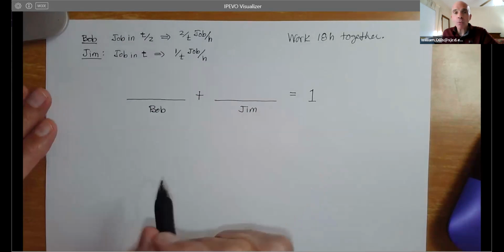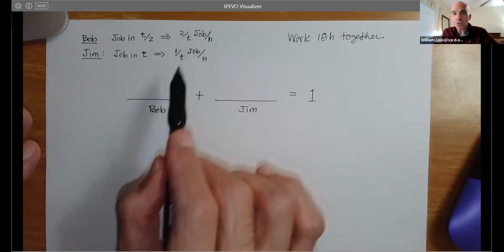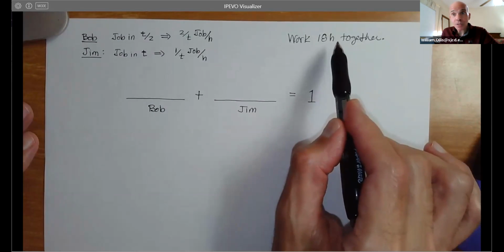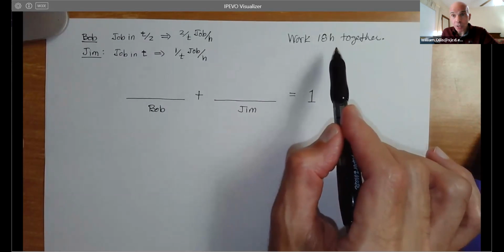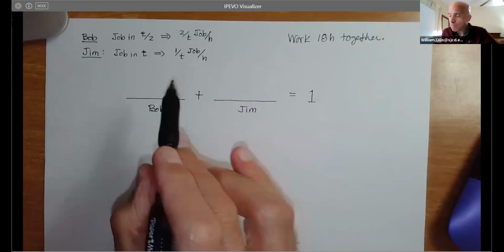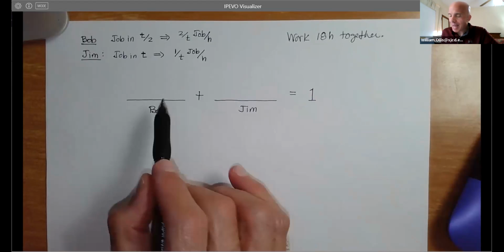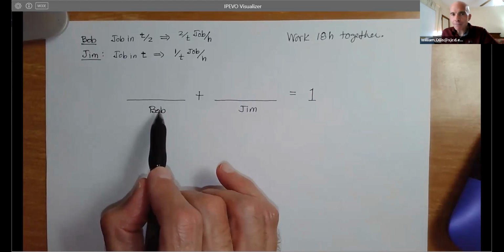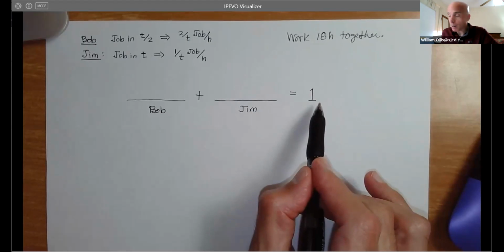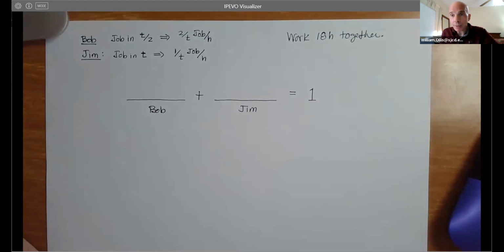hour. So now what we're seeing here is that the fraction of job per unit time times the amount of time that they work gives the fraction of the job, okay? So this is where my technique varies. I do the contribution for Bob, add it to the contribution for Jim, and that's the complete job, 100%. So this side is always a 1.